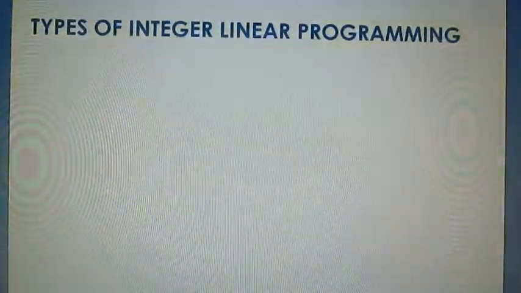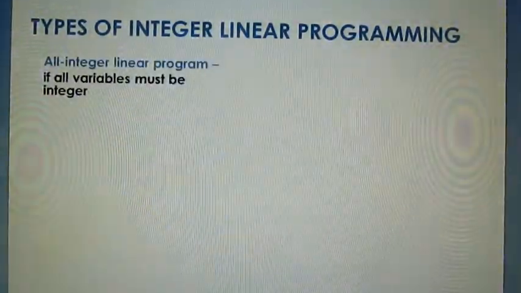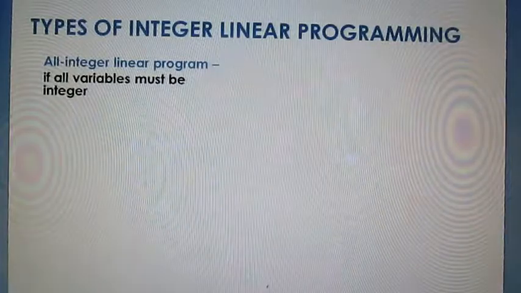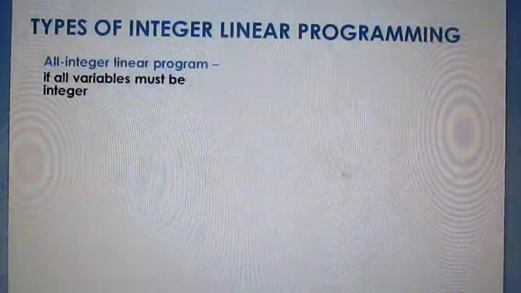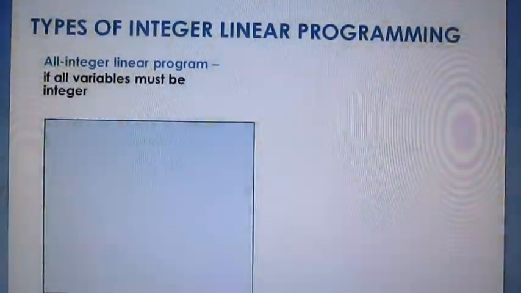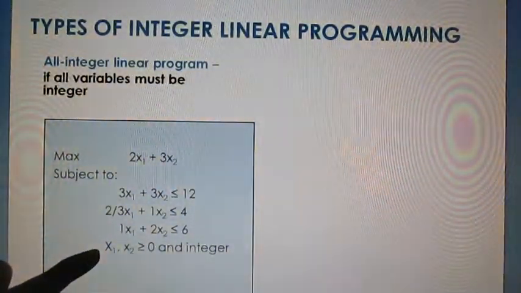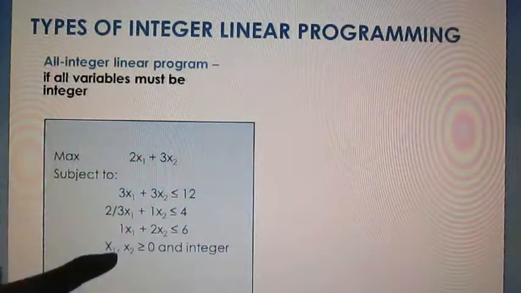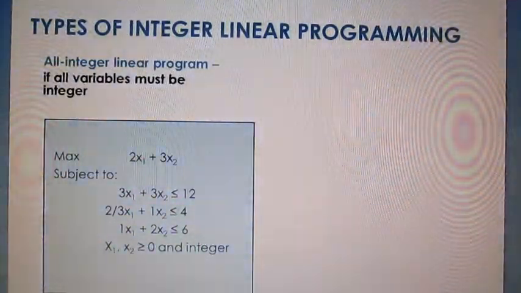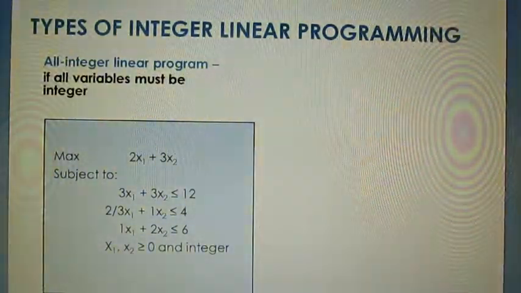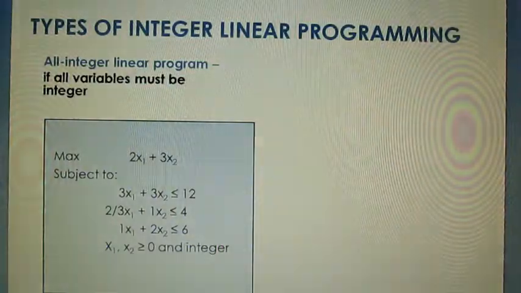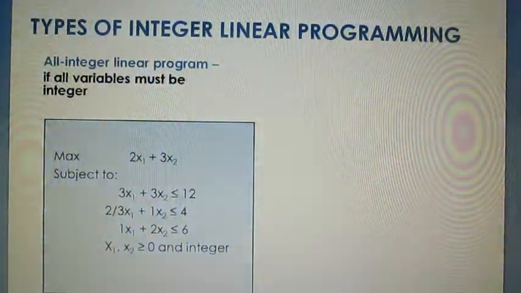Types of integer linear programming. First, all-integer linear program, if all variables must be integer. For example, looking at the last constraint, x sub 1 and x sub 2 must be greater than or equal to 0 and integer. So, yung constraint na to, sinasatisfy niya yung non-negativity constraint tsaka yung integer requirement na dapat yung x sub 1 tsaka yung x sub 2 integer.